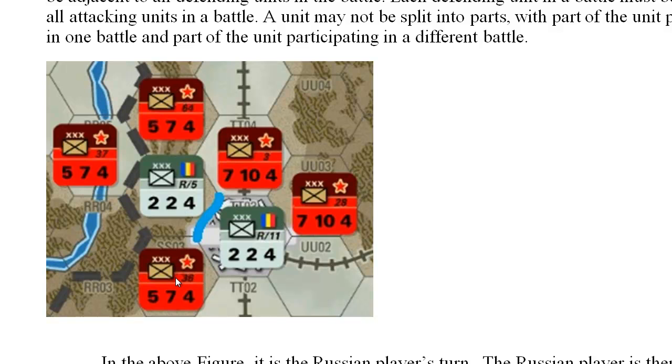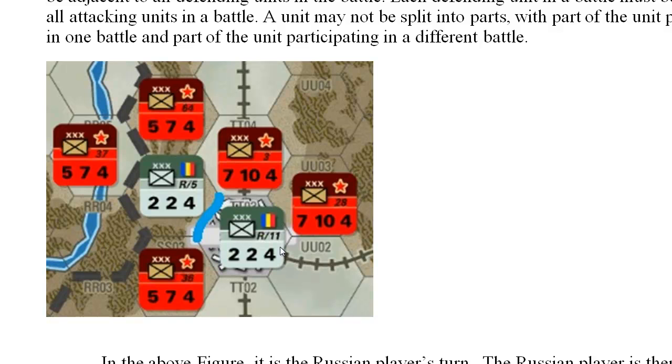These 2 Russian units are adjacent to both German units. Therefore, they could attack here or attack here. They have a couple of constraints, though. These 2 units, the 64 and the 37, are not next to the R/11. The 28th is not next to the R/5. Therefore, you cannot combine this into one big battle because all of the attacker units are not next to all of the defender units. These 2 units are not next to this unit. The 28th is not next to the R5.